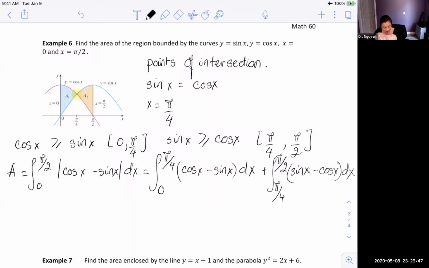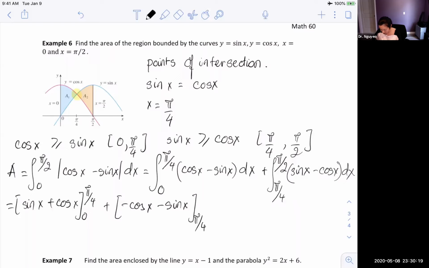All right, and then from there, you evaluate. So we have sine of x plus cosine of x. I'm taking the antiderivative, okay? So that's why we have sine of x plus cosine of x for 0 to pi over 4. And now this one right here, we have to do negative cosine of x. Like I said, antiderivative, from pi over 4 to pi over 2. Okay, so from there, you should know the values.